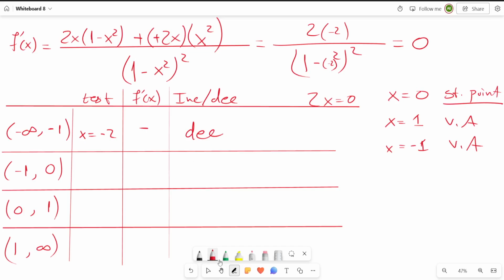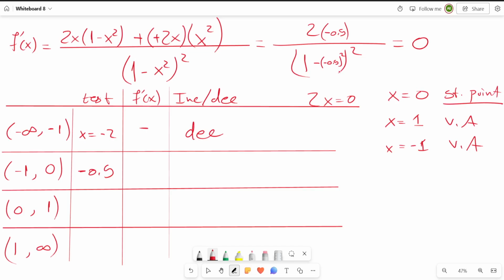Let's take another point between minus 1 and 0. Let's say minus 0.5. So over here, instead of minus 2, I'm going to test minus 0.5. And this is minus 0.5 squared.